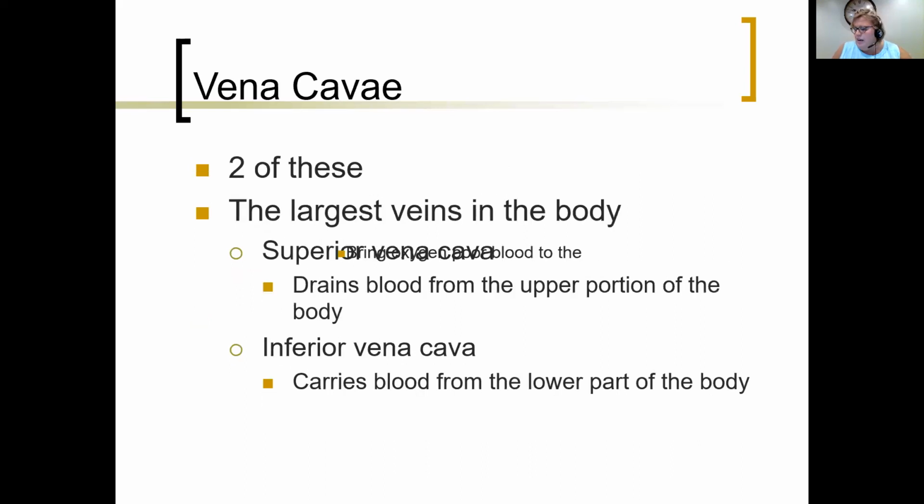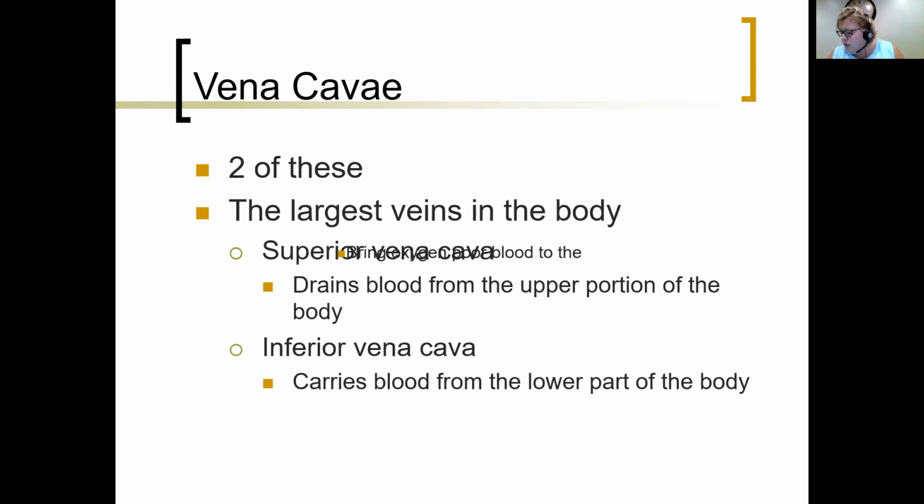Let's label the diagram on page 405 together. Number 1 on the diagram is the superior vena cava. And this drains blood from the upper portion of the body, and it's receiving used blood, or oxygen-poor blood, from the upper half of the body.